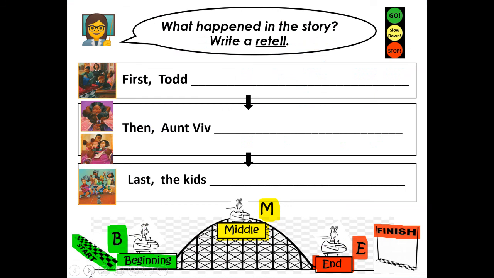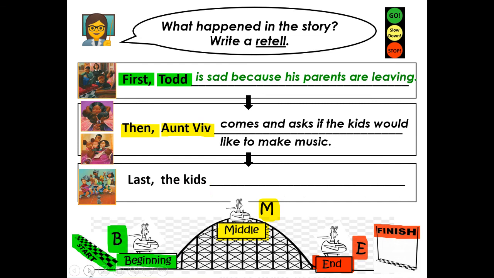If you want, you can check your writing with this example. What happened in the story? First, Todd is sad because his parents are leaving. Then Aunt Viv comes and asks if the kids would like to make music. And then finally, last, the kids make a band and play music.